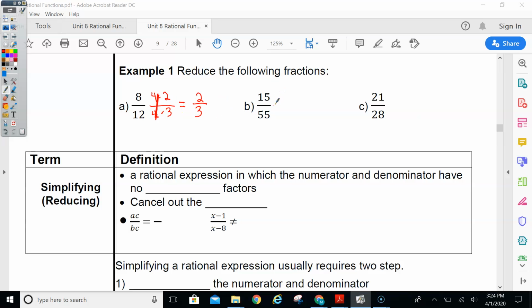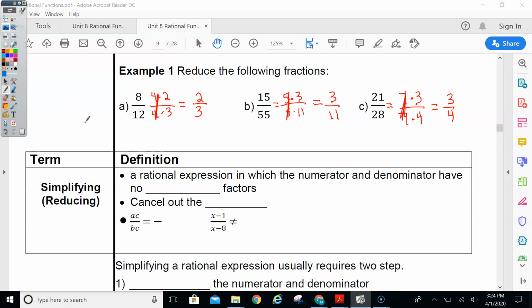So here, it looks like we can divide them both by 5. So this is 5 times 3, and this is 5 times 11. So we can reduce them both by 5s, and we get 3 over 11. Alright, and then finally this one, looks like we can reduce them both by 7. This one's 7 times 3, and this one's 7 times 4. So if I divide them both by 7, I'm left with 3 over 4.